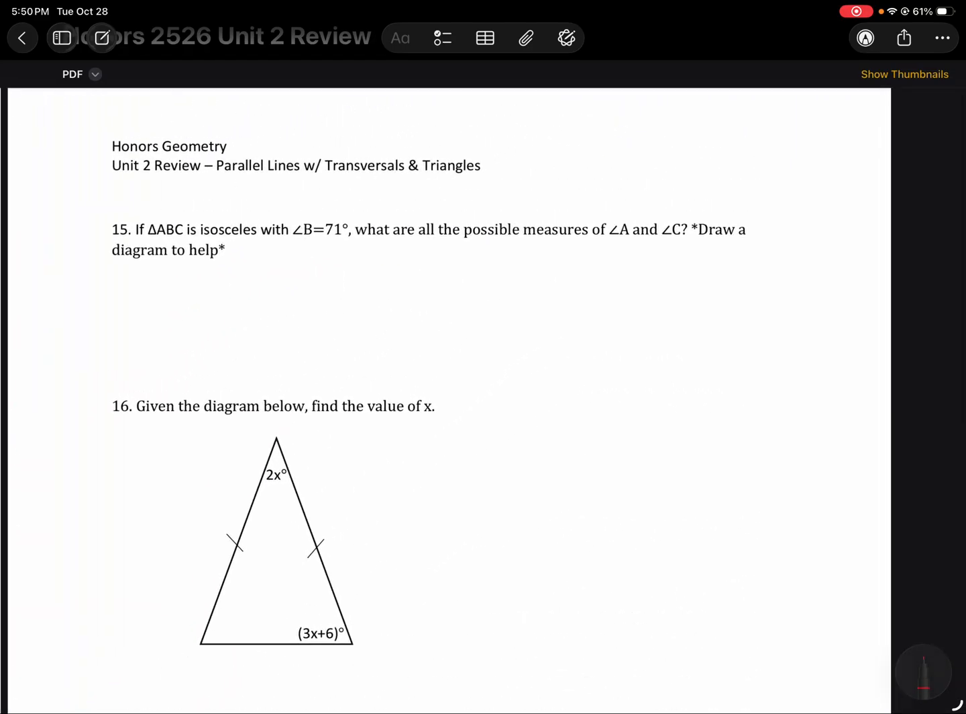All right, and then finally our last page. If triangle ABC is isosceles with B, so we'll draw a triangle ABC with B at 71 degrees, what are all the possible measures of A and C? So it tells us it's isosceles. We don't know which sides are congruent. Could be these two sides for all I know. So then angles A and C would be 109 divided by 2, which is 54.5.